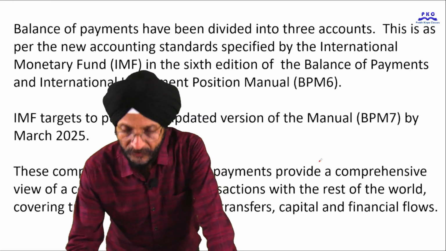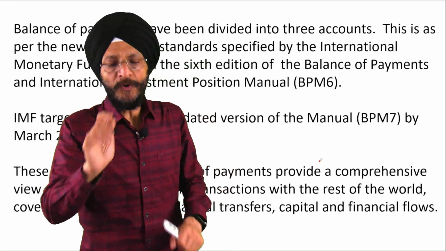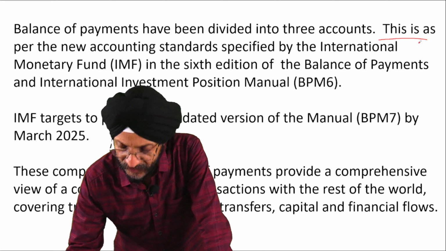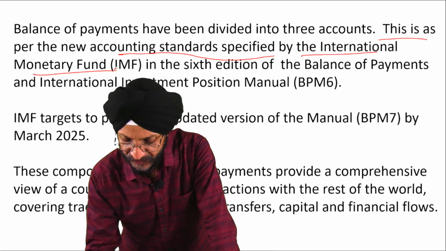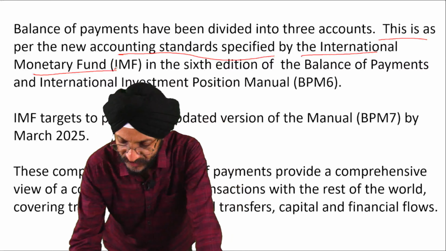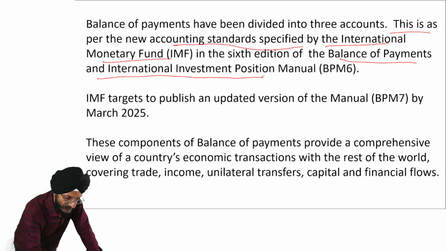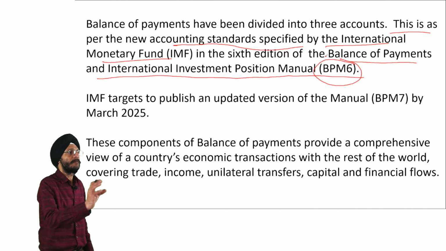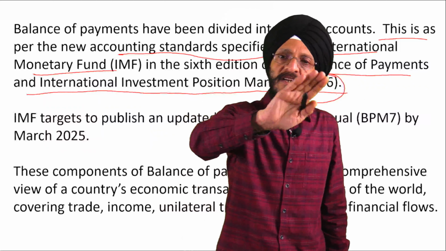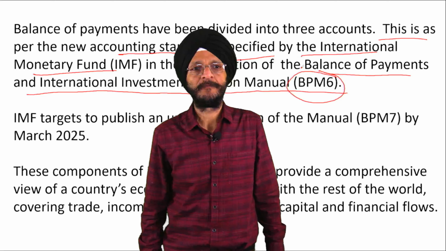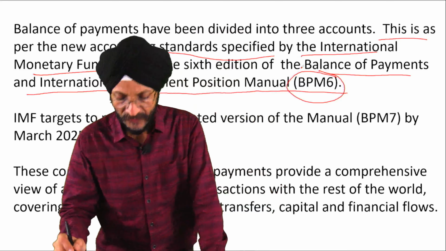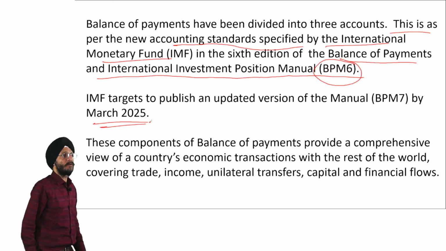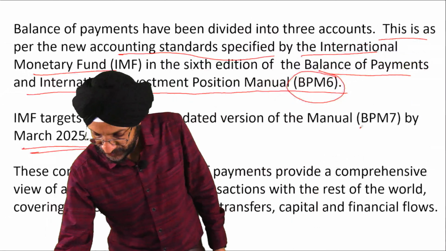Here is the reason why we have mentioned three components. Balance of payments has three components. This is as per the new accounting standards specified by the International Monetary Fund. In the sixth edition of the Balance of Payments and International Investment Position Manual, BPM6, which is the manual of IMF, there are three components of balance of payments. Now IMF is going to revise its manual in March 2025, which will be known as BPM7.